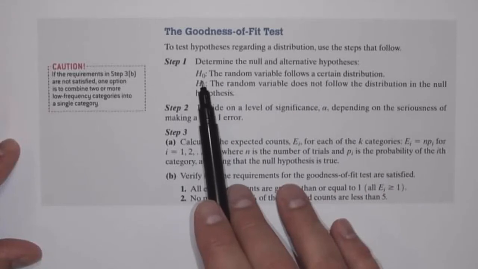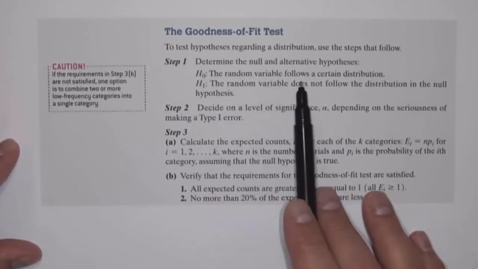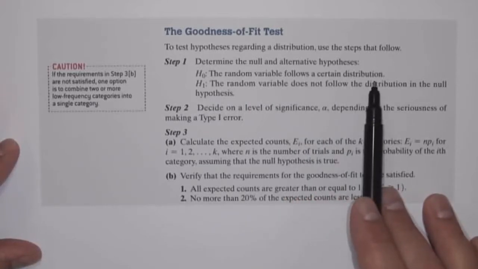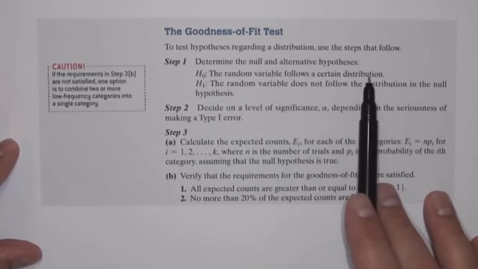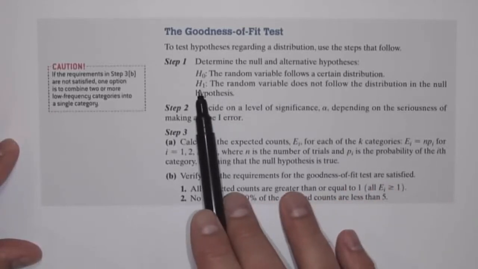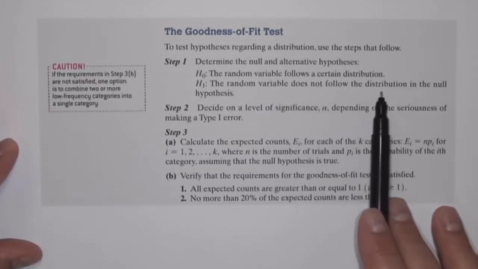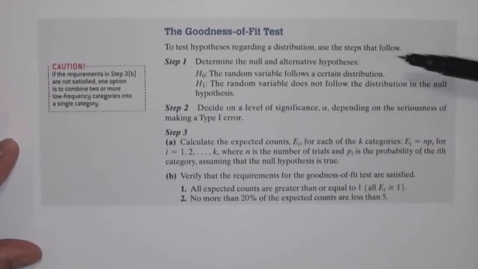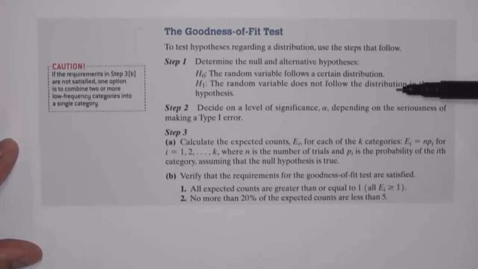So our null hypothesis is going to be that the random variable follows a certain distribution. What that certain distribution is depends on the specifics of our scenario. The alternative hypothesis will be that the random variable does not follow the distribution stated in the null hypothesis. So our null hypothesis is going to be that our variable follows the distribution. Our alternative hypothesis will always be that it does not follow the distribution stated here.